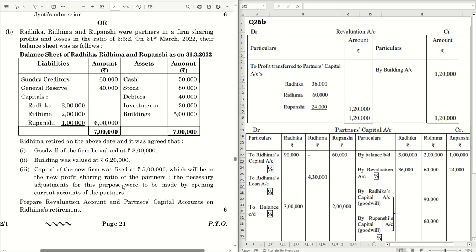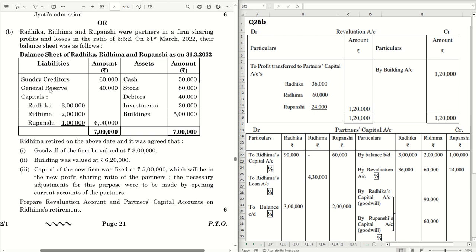About the new ratio, they have not mentioned anything. That means the continuing partners are retaining their existing ratio. So Radhika and Rupanshi will have the new share as 3:2 itself. In that case, the gaining ratio also remains as 3:2. So you can save some time by using this logic. If there is no change in PSR, then the gaining ratio remains equal to the old ratio between the continuing partners.